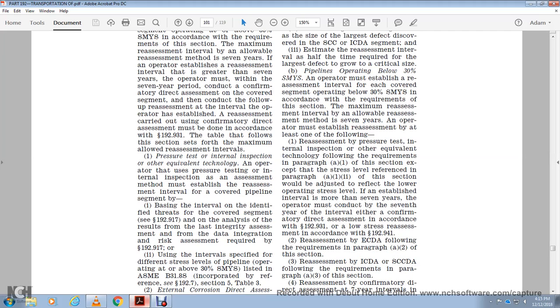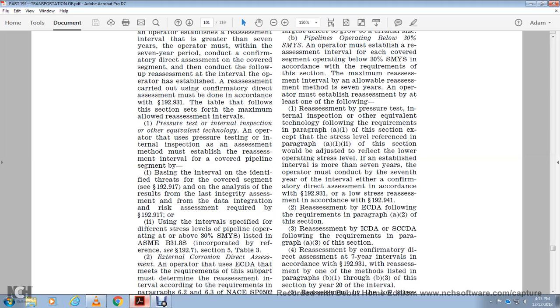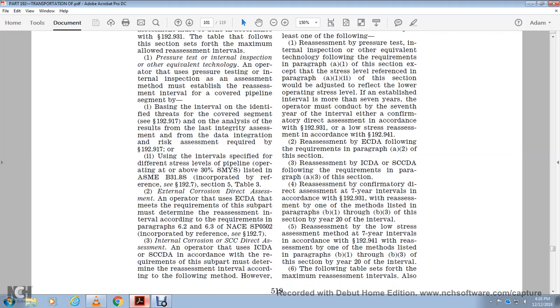The operator must base the interval on the identified threats for the covered segment in 192.915, on analysis of the results of the last integrity assessment and the data integration and risk assessment required in 192.915. The interval specifies the different stress levels of the pipeline operating above 30% of the specified minimum yield strength, as in ASME B31.8S, incorporated by reference in 192.7, section 5, table 3.